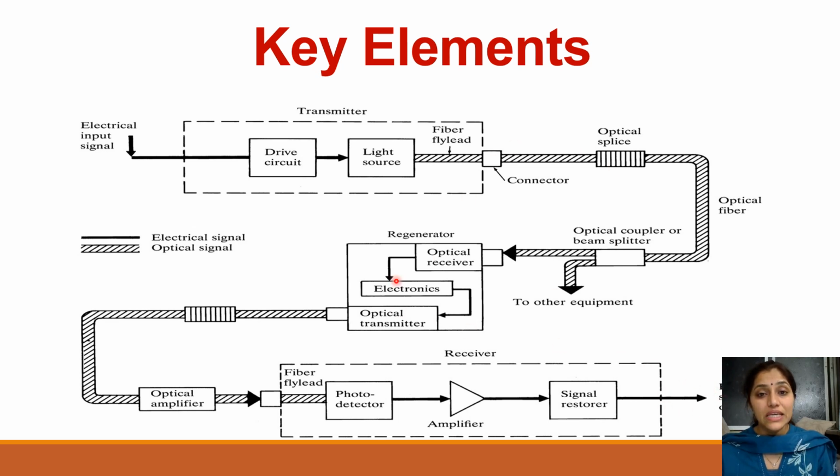So these are the key elements. Basic elements are three: transmitter, receiver, and cable in between transmitter and receiver. And then connectors come, in transmitter LED or laser comes, in receiver avalanche photodiode or PIN photodiode comes, which converts optical information into electrical information. During transmission, signal level degrades, attenuates, and for that we need to amplify it.